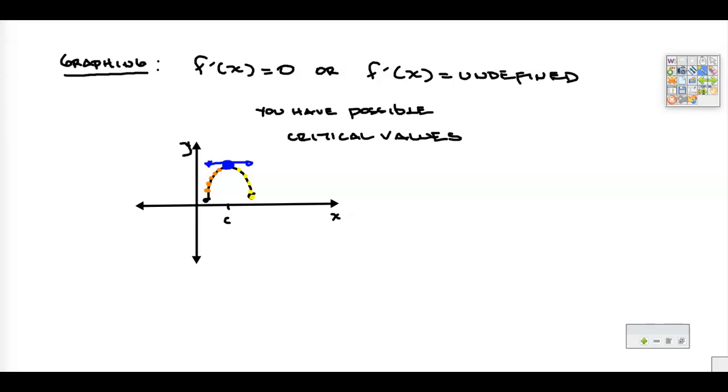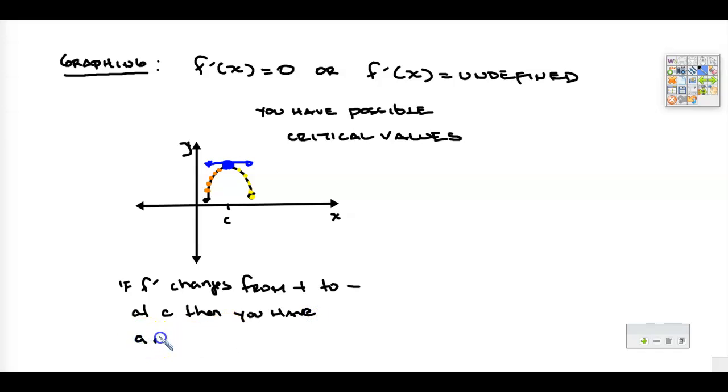So what this illustrates is that if f prime, which is the first derivative, changes from positive to negative at C, then you have what is called a relative maximum.